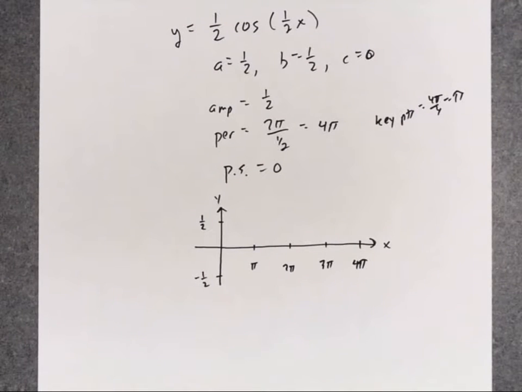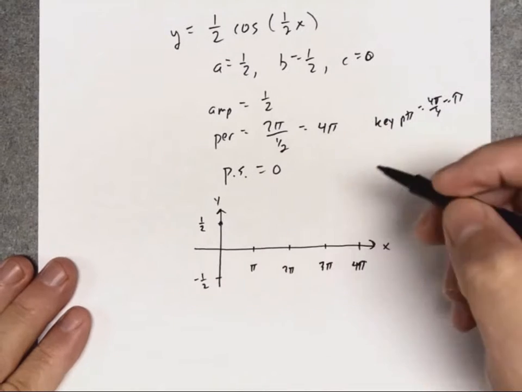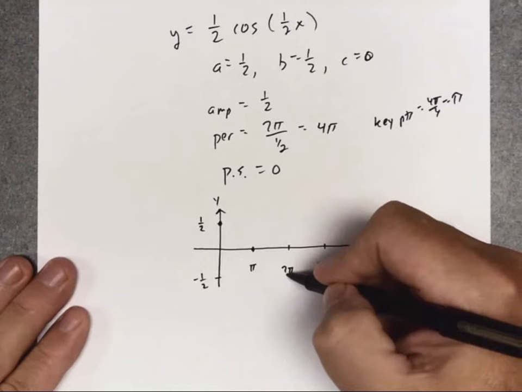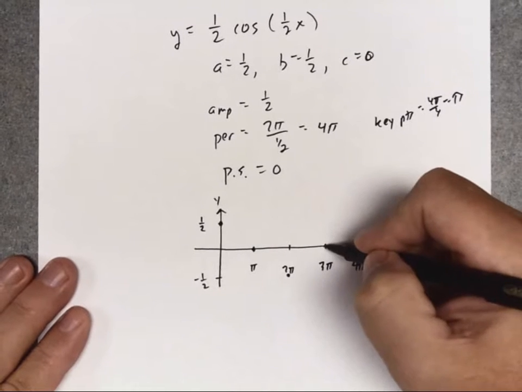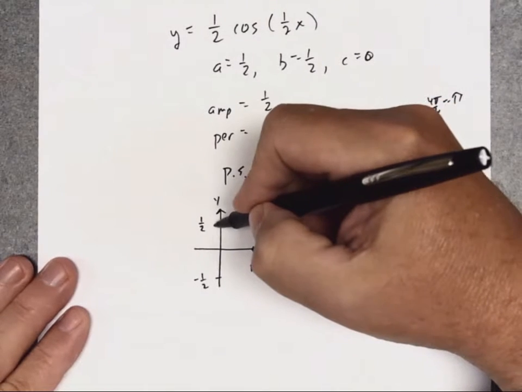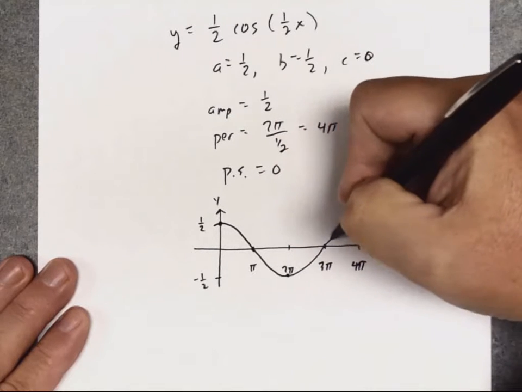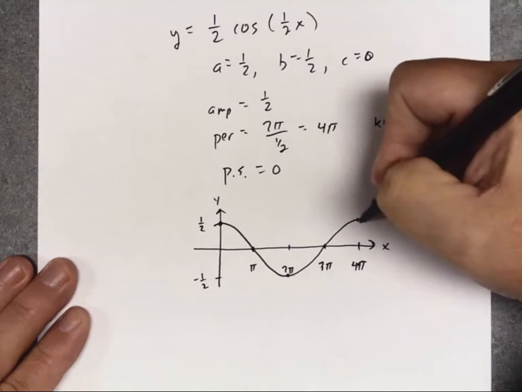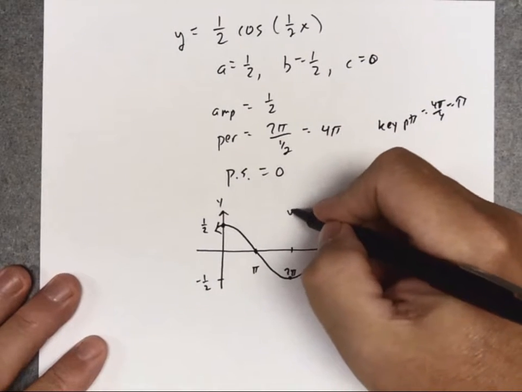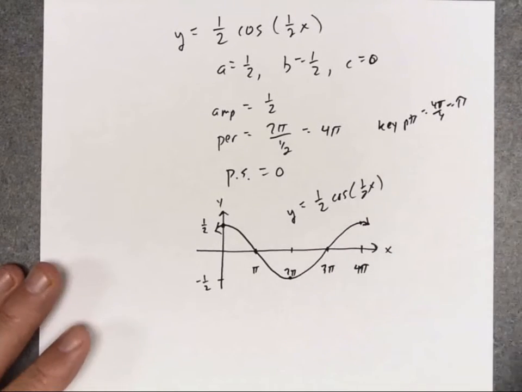So now that I'm doing cosine, at an angle of 0, the cosine is at its max, so it's up here. The next key point goes to 0. At 2 pi, it's at a minimum. Back to 0. Back up to the maximum. So there's the graph. Y equals 1/2 cosine 1/2 x.